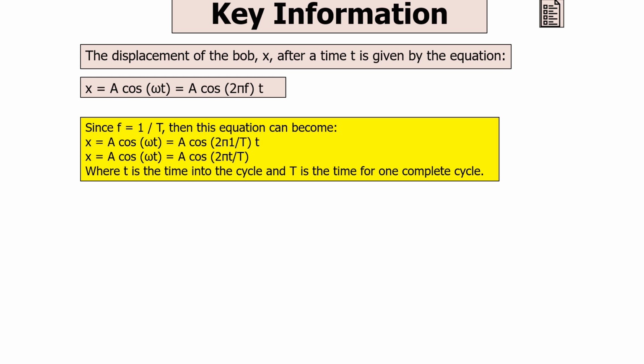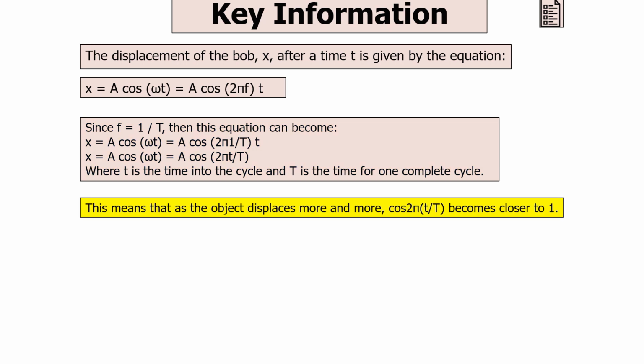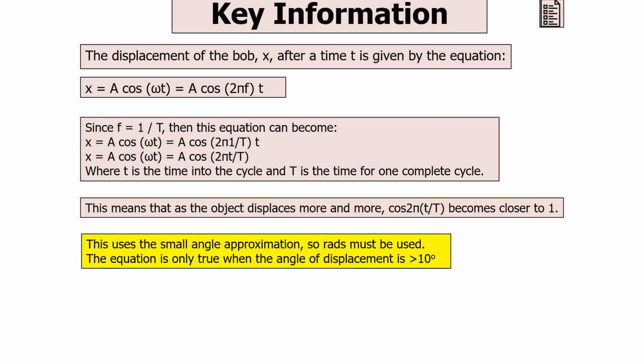Now since f is equal to 1 over T, this equation can become x is equal to A cos 2 pi times 1 over T times t, so therefore it equals A cos 2 pi t over T, where small t is the time into the cycle the oscillator is, and big T is the time taken for one complete cycle. This means that as the object displaces more and more, cos 2 pi t over T becomes closer to 1. Now this equation does use the small angle approximation, so we've got to use radians when we calculate values with cosine. Now this equation therefore is only true when the angle of displacement from the oscillator is 10 degrees or less.